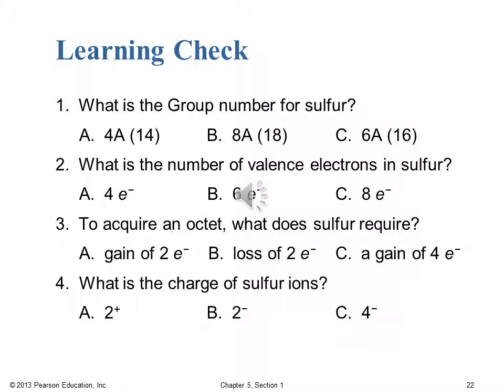Okay, so as promised, here's a learning check where we're going to look at those nonmetals and see how we do. So number 1, what is the group number for sulfur? Number 2, what is the number of valence electrons in sulfur? Number 3, to acquire an octet, what does sulfur require? And number 4, what is the charge of sulfur ions? Go ahead, pause the video, make your selections. When we start back up, we'll see how you did.